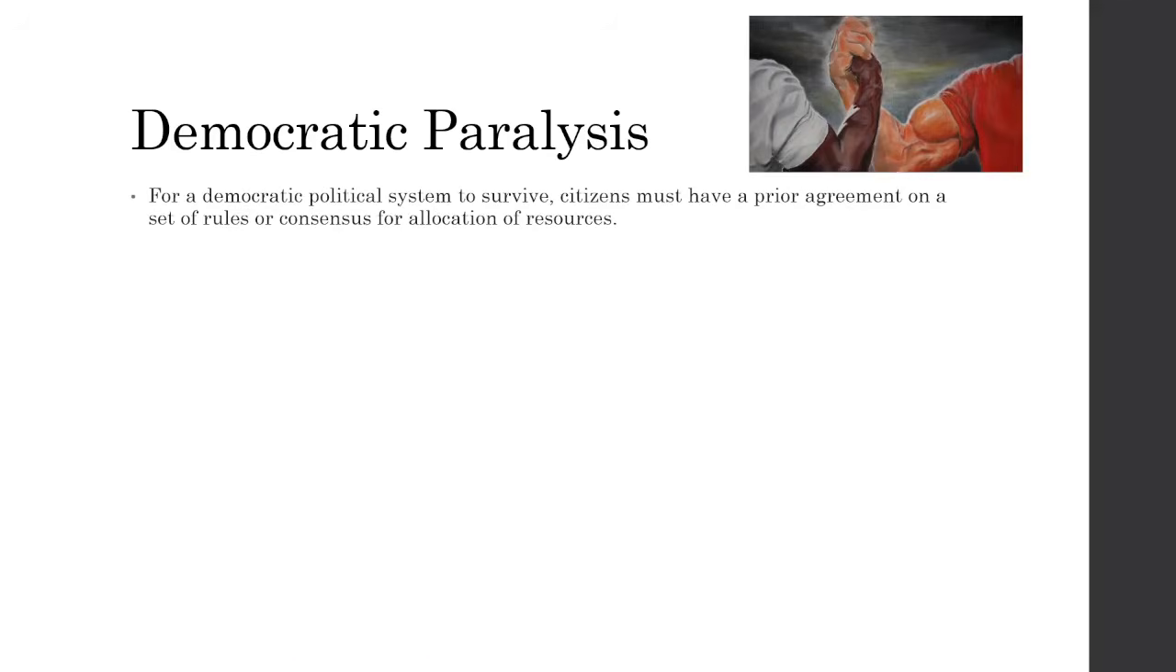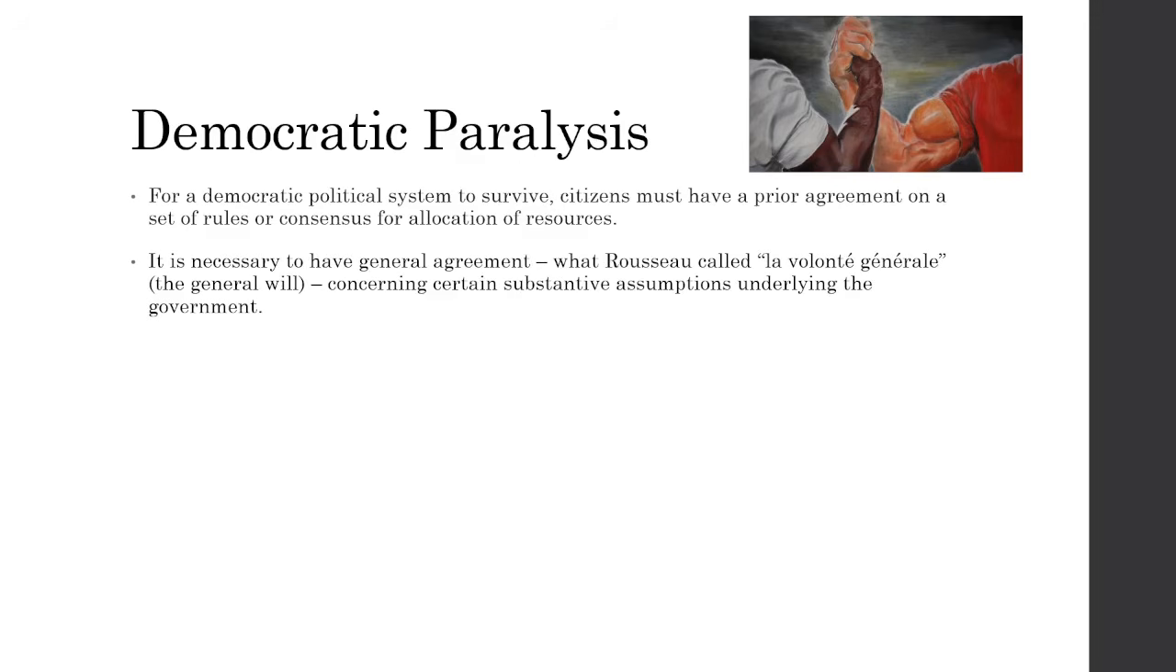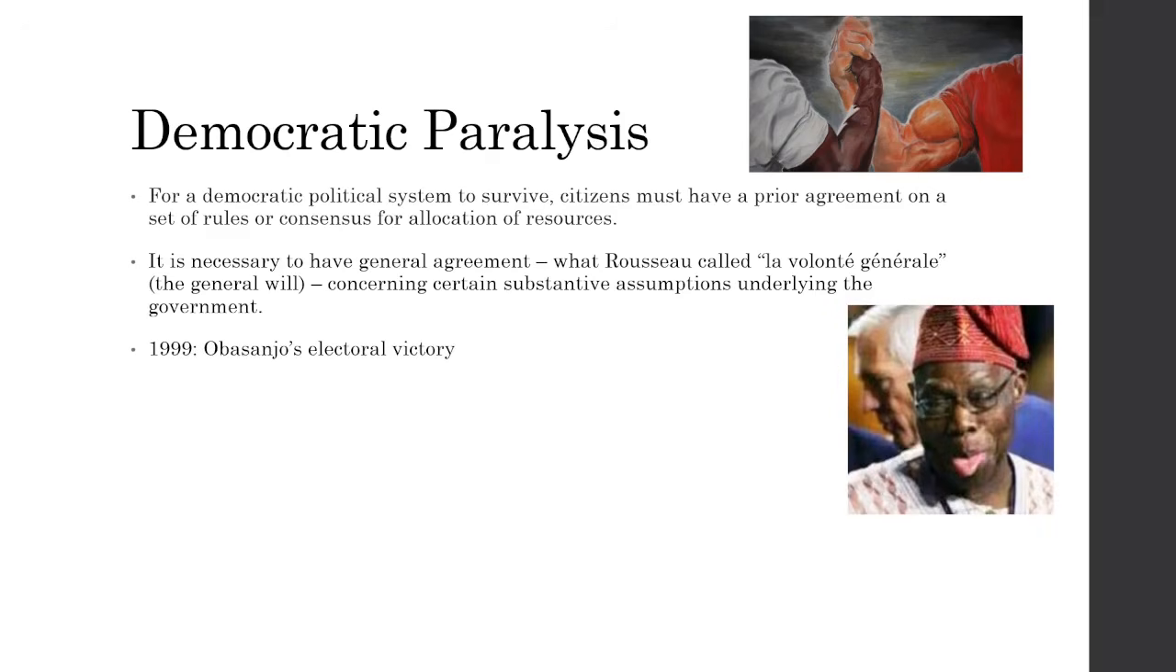So for a democratic political system to survive, citizens must have prior agreements on a set of rules or consensus for the allocation of resources. That's pretty important because resources are important and everyone needs to get them, but not too much, not too little. So it's necessary to have this general agreement. This is what Rousseau, I don't even know how to pronounce that, called la volonté générale. And this is just the general will. And this concerns certain substantial assumptions underlying the government. So what they can do, what resources they can give, how much resources they give, that sort of thing.